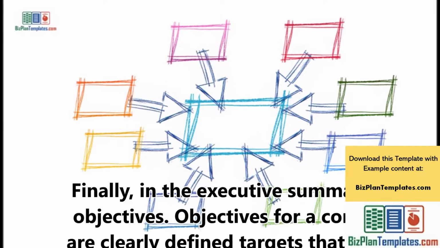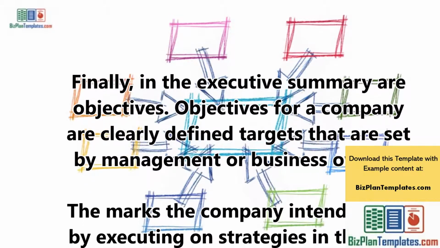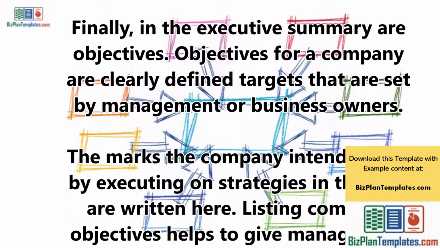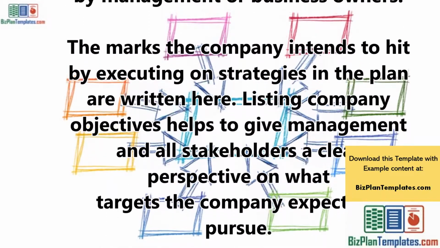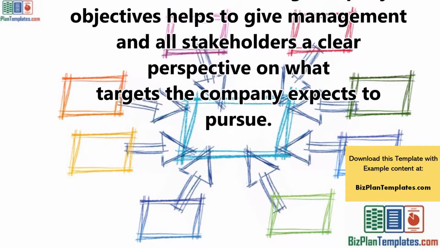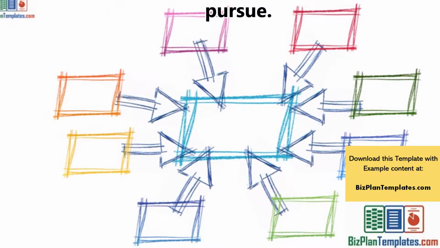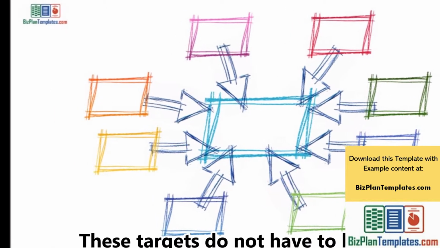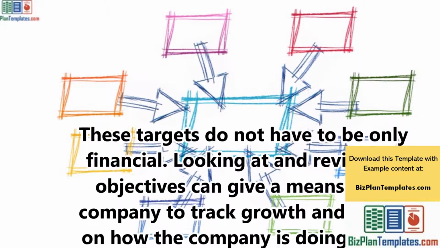Finally, in the executive summary are objectives. Objectives for a company are clearly defined targets that are set by management or business owners. The marks the company intends to hit by executing on strategies in the plan are written here. Listing company objectives helps to give management and all stakeholders a clear perspective on what targets the company expects to pursue. These targets do not have to be only financial.